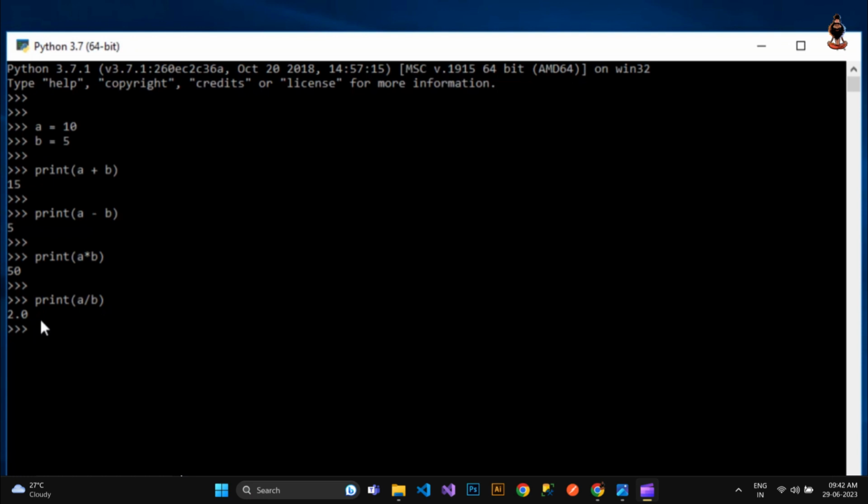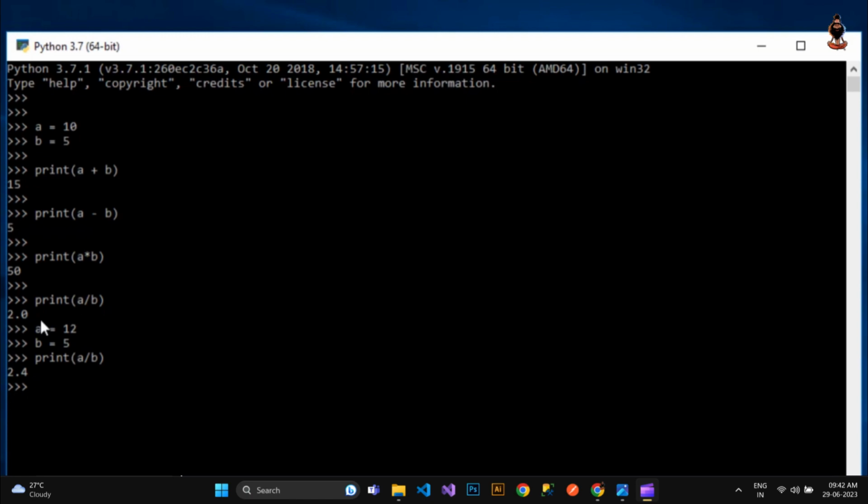It can be some different value if I have not taken exact terms like 10 and 5, because they are equally divisible. Let me take two values, a equals 12 and b equals 5, and perform the same for 12 and 5. Now you can see I again got a float value, which is 2.4. So that is the reason whenever you try to divide something, you will get your answer as a float.